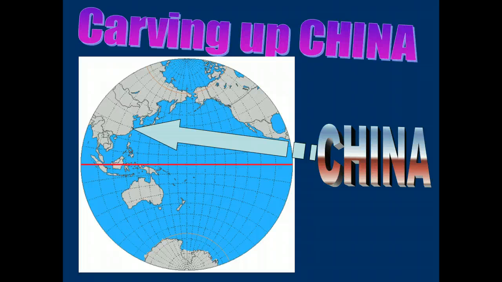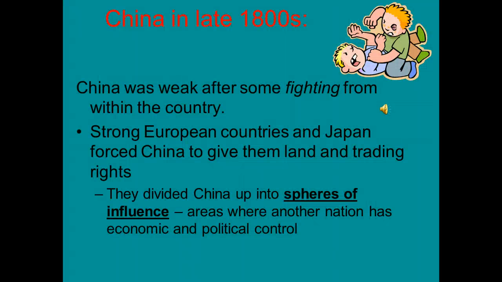Lastly, China. China was weak after some fighting from within the country. Strong European countries and Japan had forced China to give up their land within China and the trading rights to the land. So this is known as spheres of influence. And I'll show you a map so this makes sense to you. But they divided China, like European countries and Japan, who was stronger by this time, divided China into spheres of influence, which is areas where another nation has economic and political control.